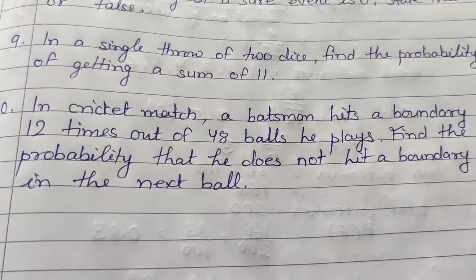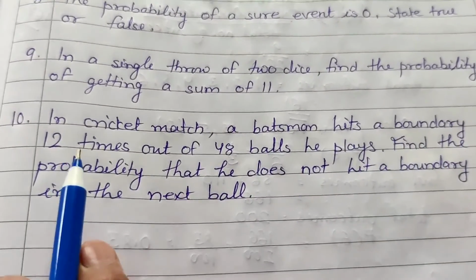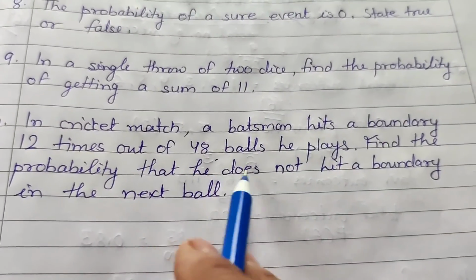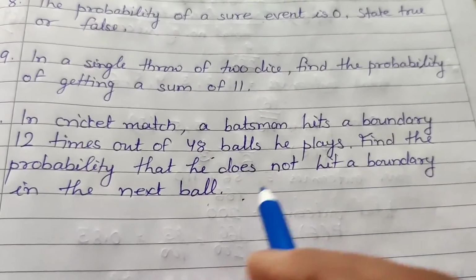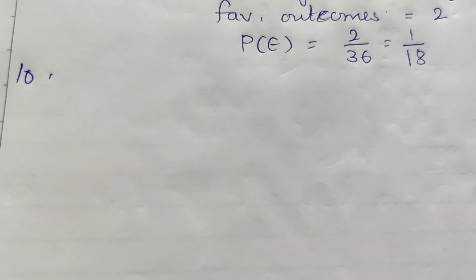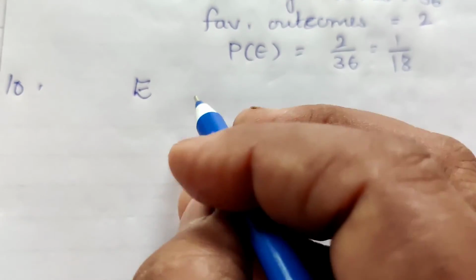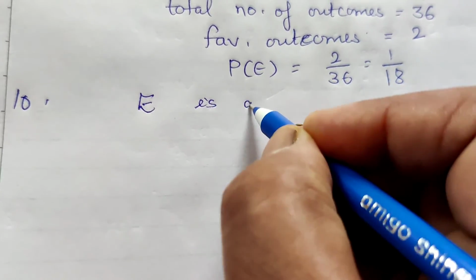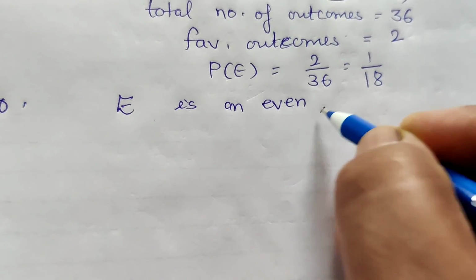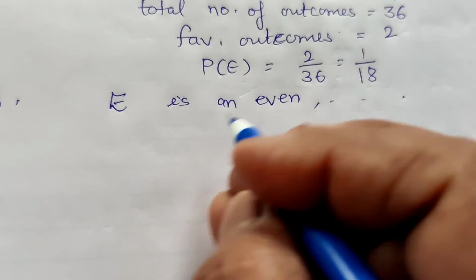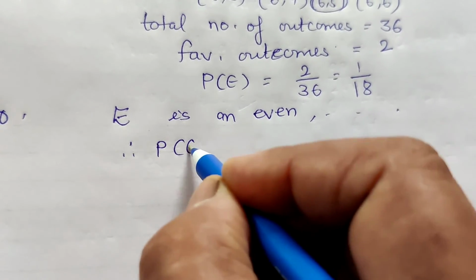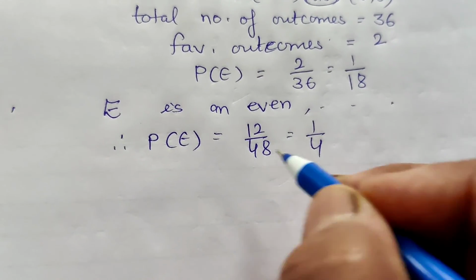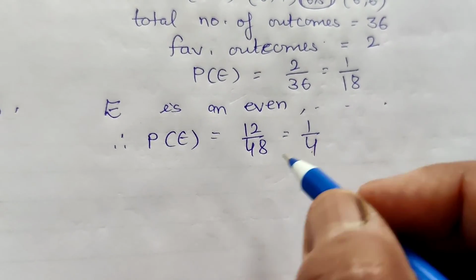Question number 10. In a cricket match, a batsman hits a boundary 12 times out of 48 balls he plays. Find the probability that he does not hit the boundary in the next ball. Okay. Suppose E is an event when the batsman hits the boundary. Therefore, the probability of E equal to 12 by 48 equal to 1 by 4. When he hits, his probability is 1 by 4.